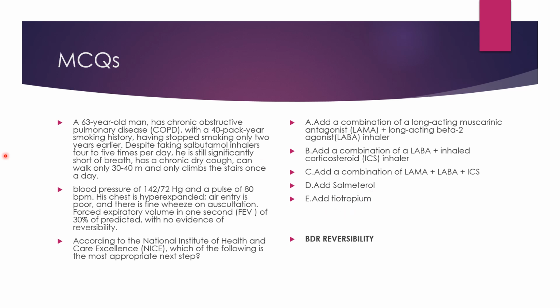So they have given that FEV1 has not increased. There is no reversibility with the bronchodilator test. So the correct option would be adding a combination of long-acting muscarinic agonist and long-acting beta agonist inhaler. This one will be the correct one.